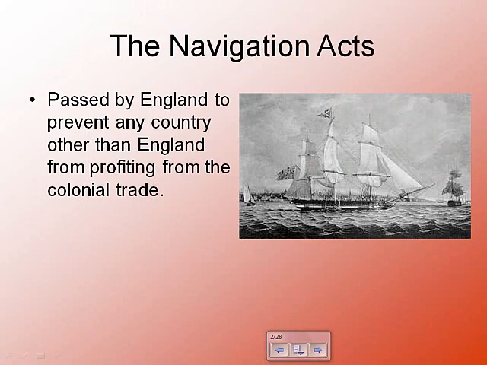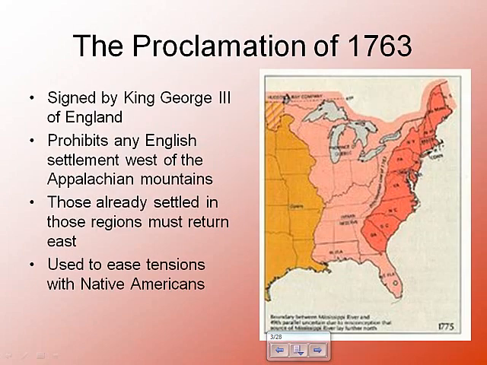So anything going in and out of the 13 colonies had to be transported only on British ships, therefore making Great Britain the only one profiting, making them more money, and increasing the idea of mercantilism, the idea that the colonies are there to benefit their mother country.